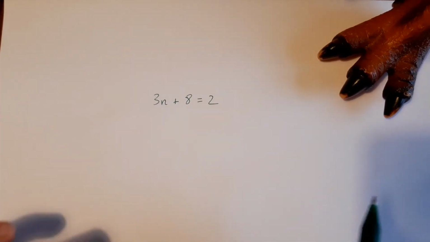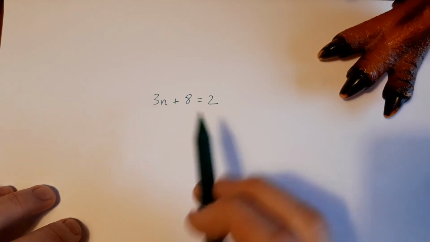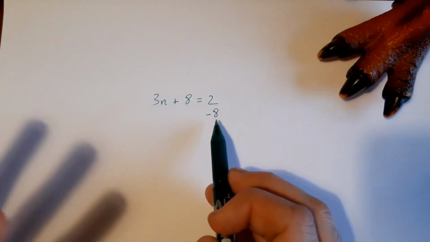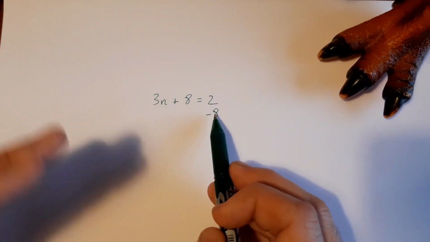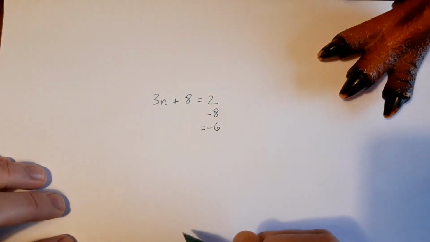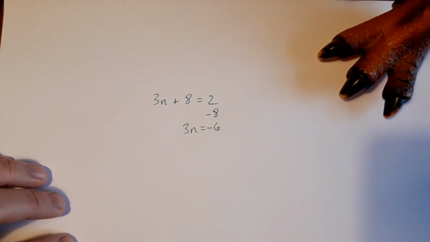We'll do the inverse signs, work backwards. 2, the inverse of add 8 is take 8. 2 take 8. Now, we've been practicing this stuff. If you need to, use a number line, start at 2, move 8 steps back. Minus 6. 3n is equal to minus 6.